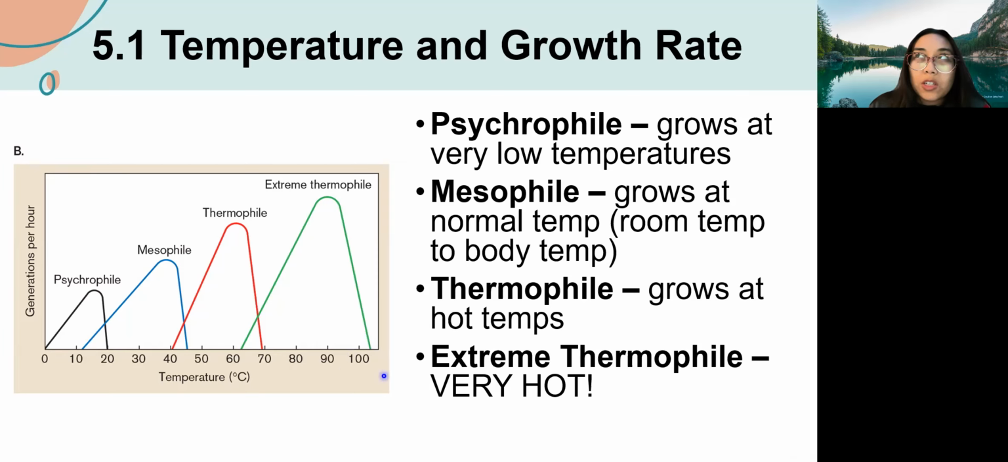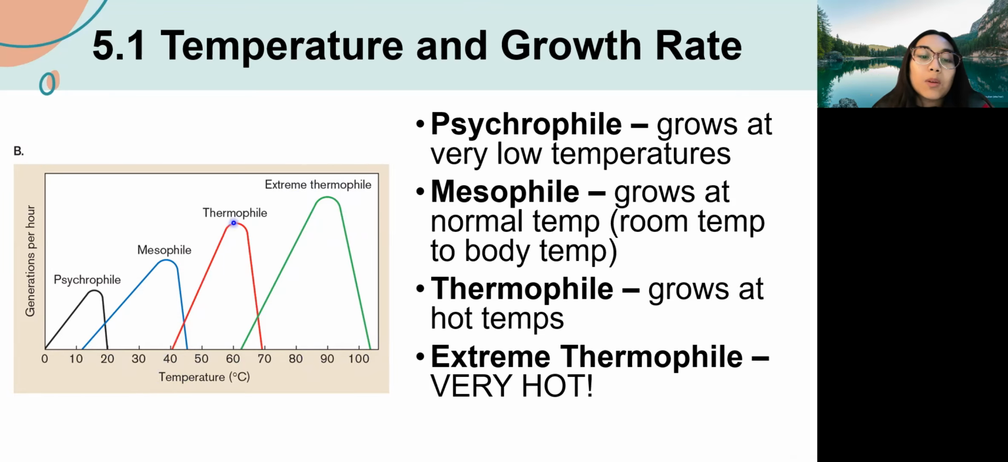So those are the ones that you're going to see in the hot springs where there's bacteria growing in those hot springs outside. And so they like it super hot. And notice that they not only like it super hot, but they couldn't grow in body temperature. So for example, if I got an extreme thermophile from a hot spring and tried to infect myself with it, it wouldn't grow in my body.